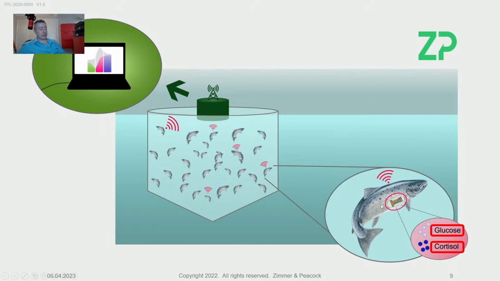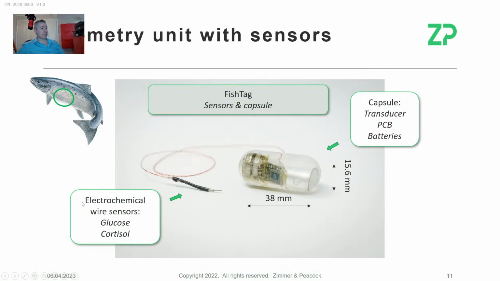So at ZP, we're contract developers and contract manufacturers of things like CGM and cortisol sensors. And one of the public pieces of work that we can discuss is actually this fish technology.